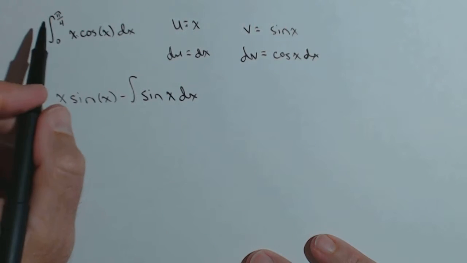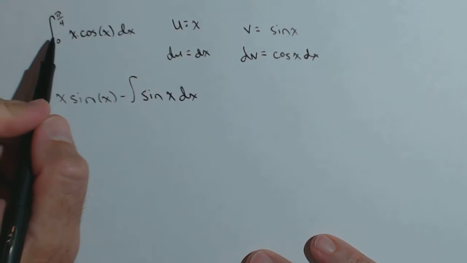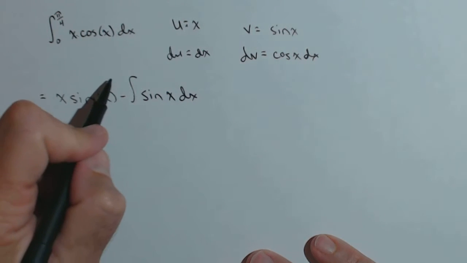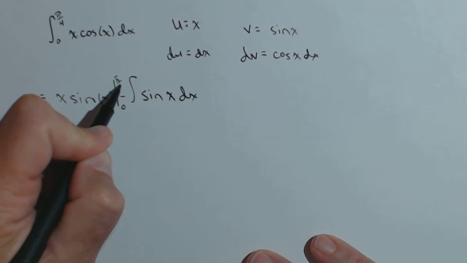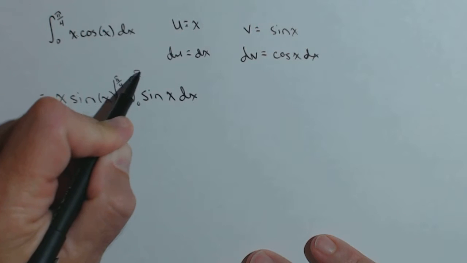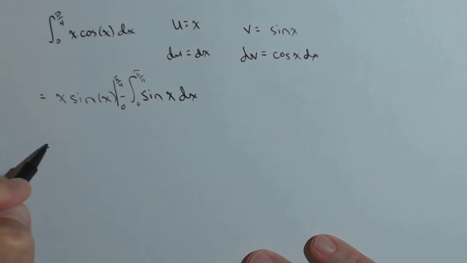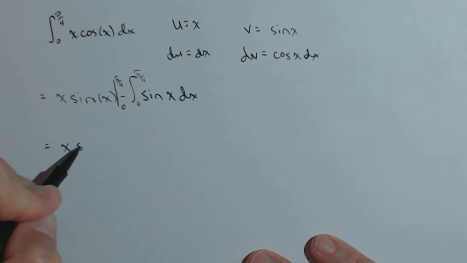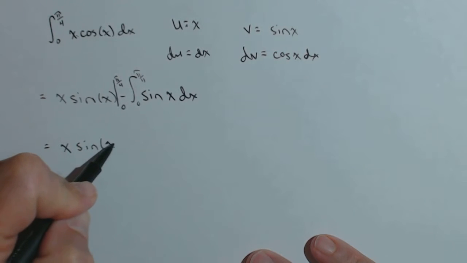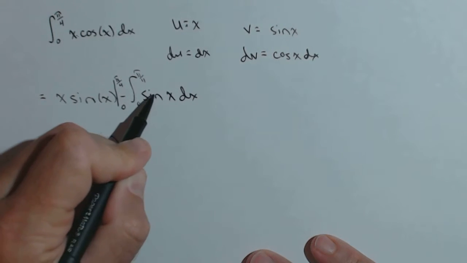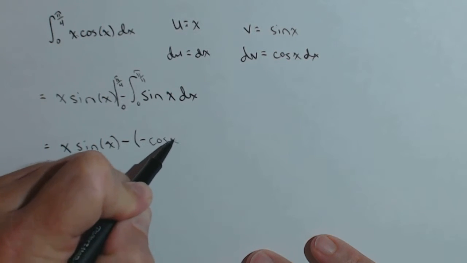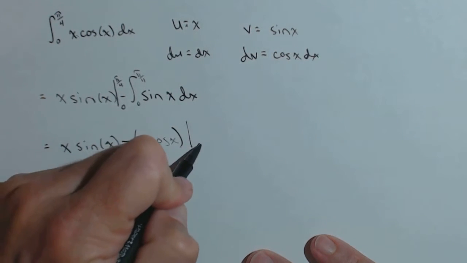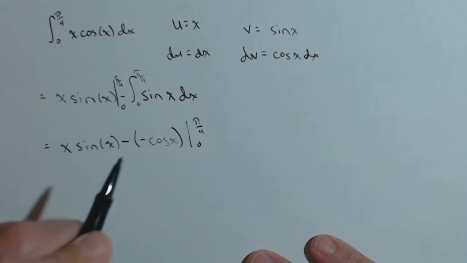Now we do still have a definite integral. I'm going to save the limits for the end, but we can put them in here just to make sure we don't forget about them: 0 to pi over 4. So finally, x sine of x minus the antiderivative of sine x, which is negative cosine of x, and then from 0 to pi over 4.